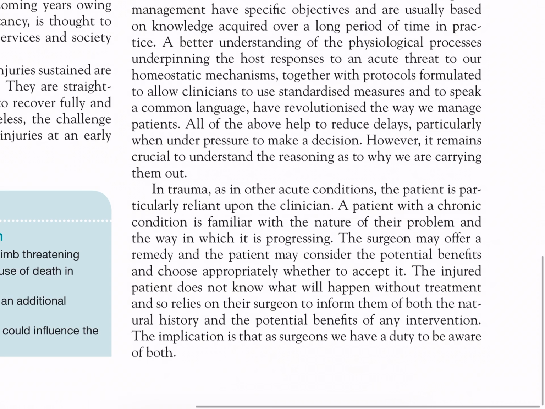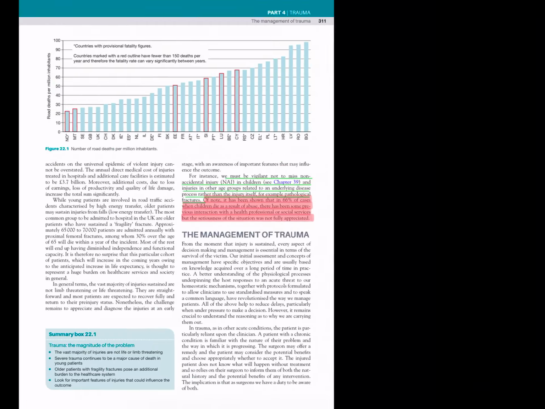In trauma, as in other acute conditions, the patient is particularly reliant upon the clinician. A patient with a chronic condition is familiar with the nature of their problem and the way in which it is progressing. The surgeon may offer a remedy and the patient may consider the potential benefits and choose appropriately whether to accept it. The injured patient does not know what will happen without treatment and so relies on their surgeon to inform them of both the natural history and the potential benefits of any intervention. The implication is that as surgeons, we have a duty to be aware of both.